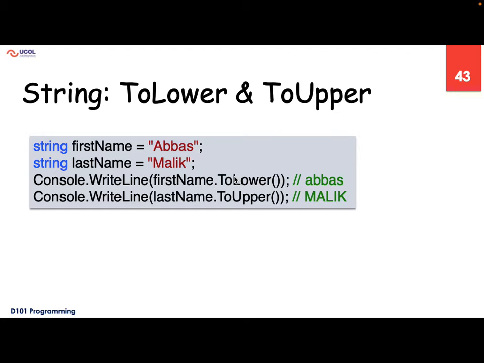ToUpper, ToLower. For the first name, I say make it ToLower. It will convert that capital A to small a and print it. ToUpper means it will take all the characters and convert them to uppercase. So it will give me the capital letters only.